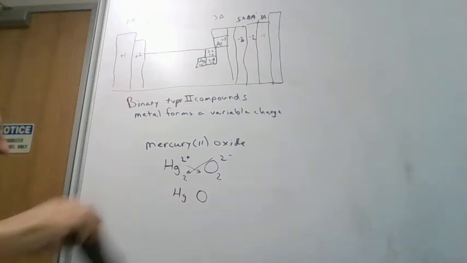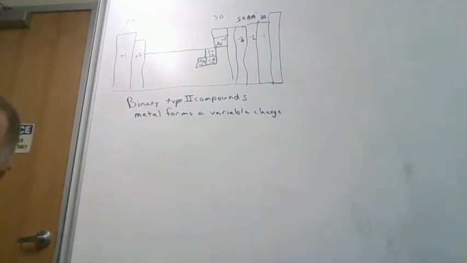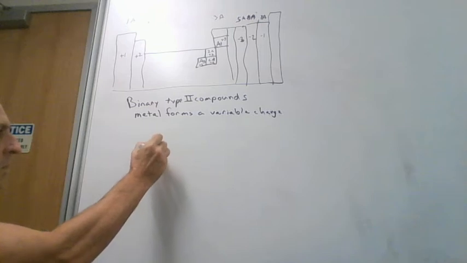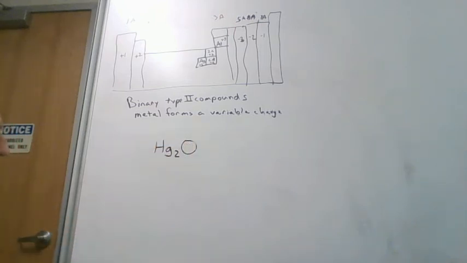And so that's how we go from the name to the formula and the formula to the name. So let's look at a couple more here. If we had mercury again, but we had Hg2O, then what we have to do is figure out the charge on mercury and write out its name.